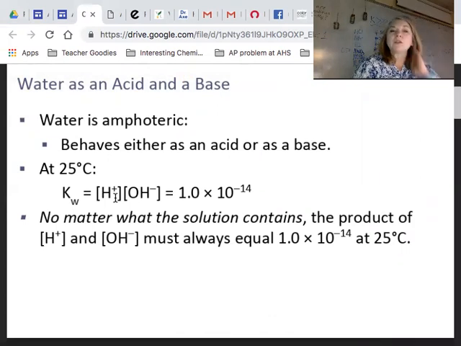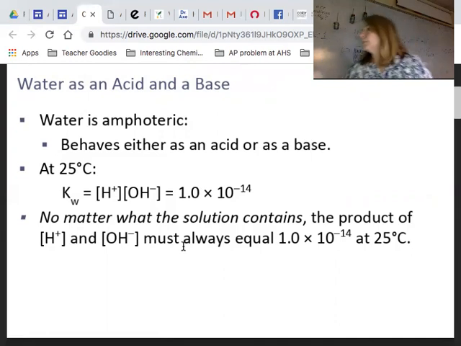All right. So when we multiply these two things together, we get 1.0 times 10 to the negative 14th. No matter what the solution contains, the product of those two things multiplied together is always going to equal that number. At 25 degrees Celsius, we have to be really careful with that. If the temperature changes, your Kw would actually change. Remember, that's the only thing that can change K. So if we have it at a different temperature, then our K value is going to change.